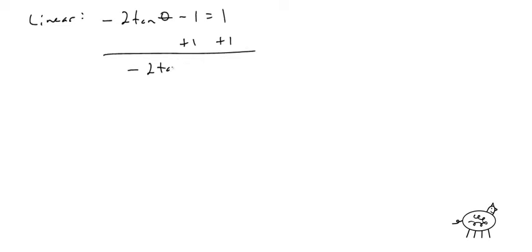Let's do another linear problem. I have -2 tangent of theta minus 1 equals 1. I'm going to solve for tangent of theta, so I can add 1 to both sides. I get -2 tangent of theta is equal to 2, and I'm going to divide by -2. So tangent of theta is equal to -1.